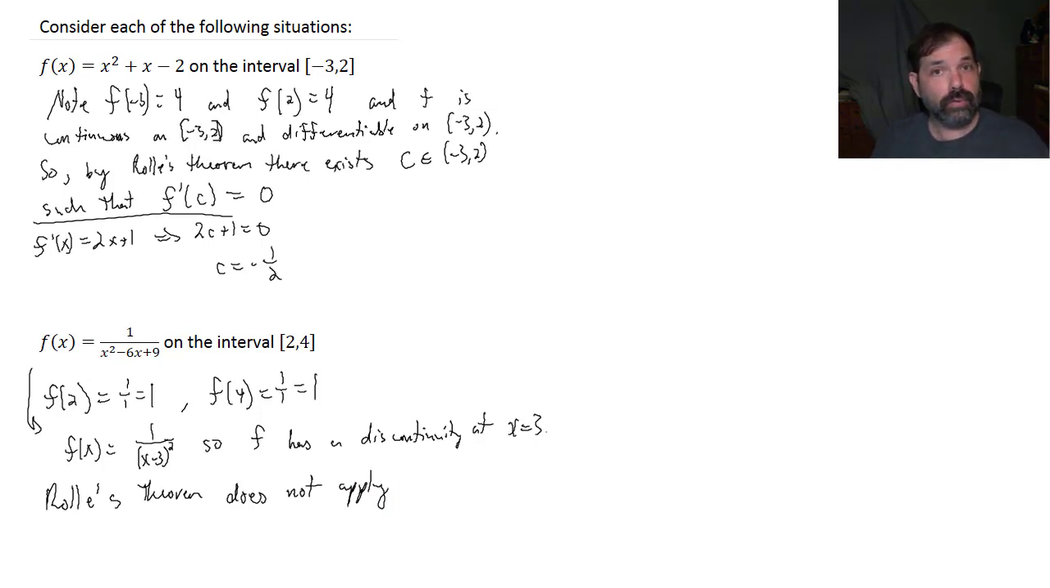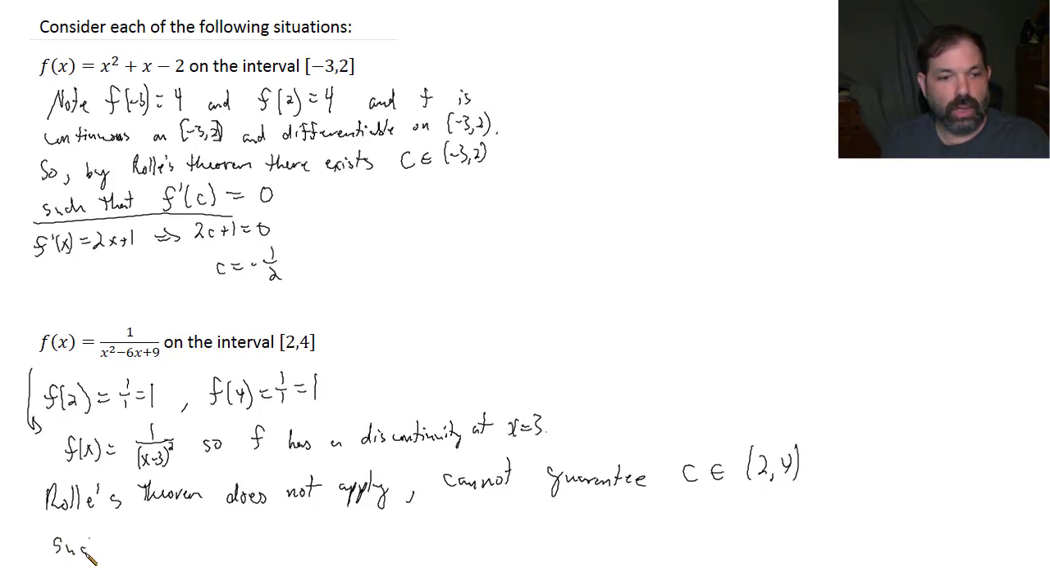So even though f of 2 equals f of 4, there is no guarantee that there is some c on the interval such that f prime of c equals 0. And in fact, in this case, there isn't one. Okay, so Rolle's theorem does not apply. We cannot guarantee some c on the interval 2 to 4 such that f prime of c equals 0.